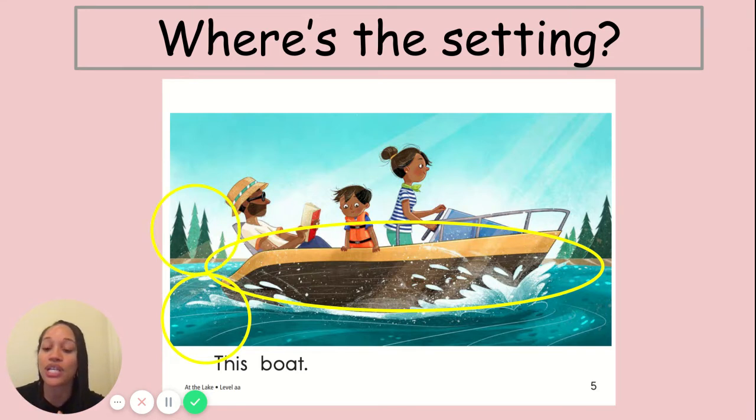I see some trees and dirt. And I also see the sky. So give me a thumbs up if you see the water, the boat, the trees and dirt, and the sky. Good job. And where do I usually find water and trees and dirt? I usually find that outside. And so my characters are on a lake because I know that you use a boat to go on a lake. So this story takes place on a lake. Give me a thumbs up if you agree. Good job. Let's go to the next page.